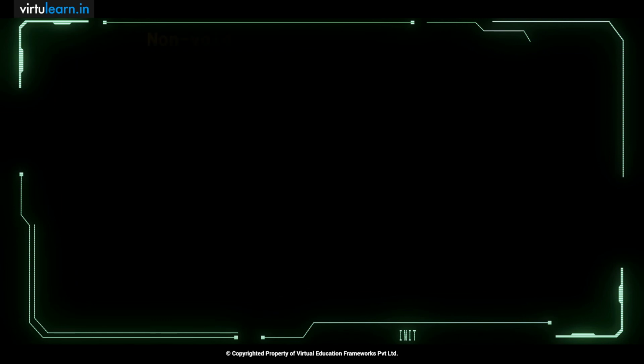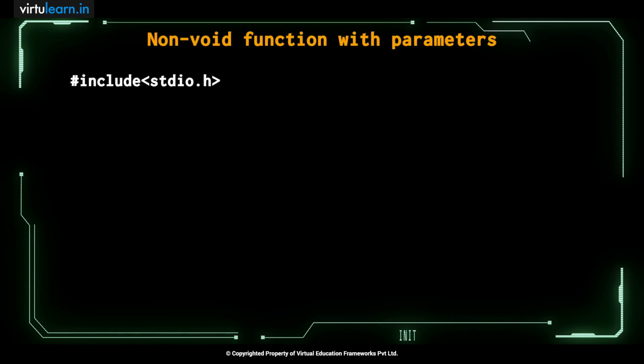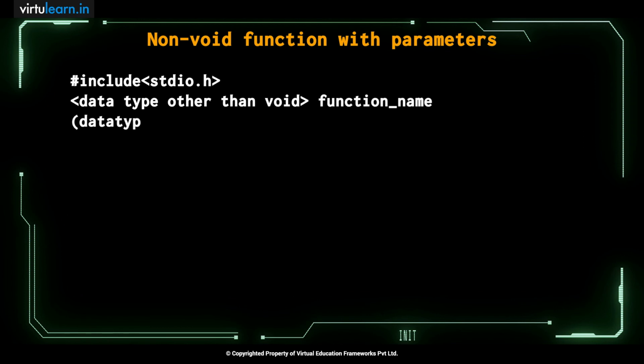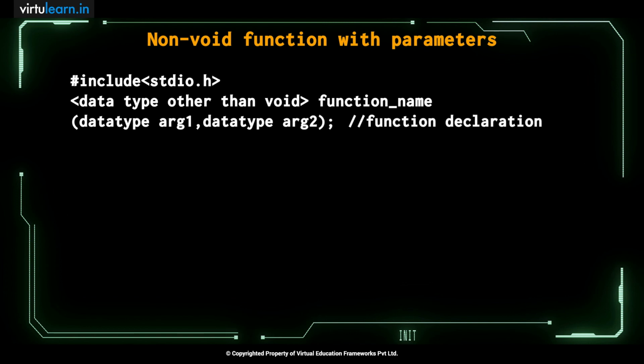Next, non-void function with parameters. Hash include stdio.h. Here also we need to write data type other than void, function name. Here we are going to pass the parameters within the function name: data type argument 1 comma data type argument 2. Close it with a semicolon. So this is the function declaration.